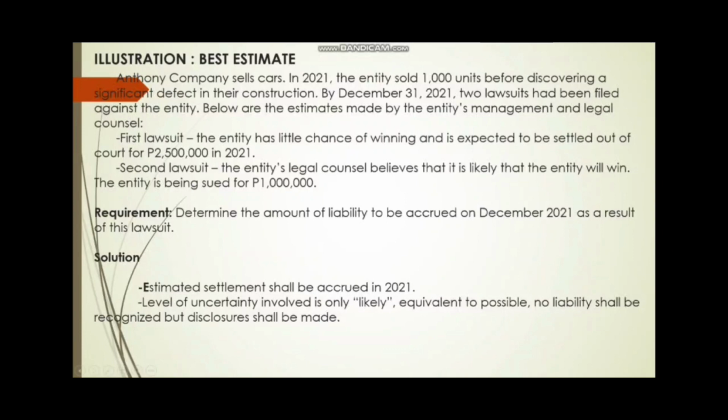So for the requirement, determine the amount of liability to be accrued on December 31, 2021 as a result of these lawsuits. So for the solution, the liability to be accrued is $2,500,000. In the first lawsuit, since the entity is expecting to settle out of court, the estimated settlement shall be accrued in 2021. In the second lawsuit, since the level of uncertainty involved is only likely, which is equivalent to possible, no liability shall be recognized, but disclosures in the financial statements shall be made.